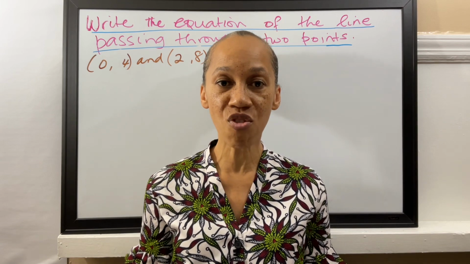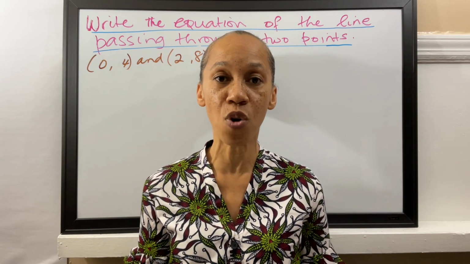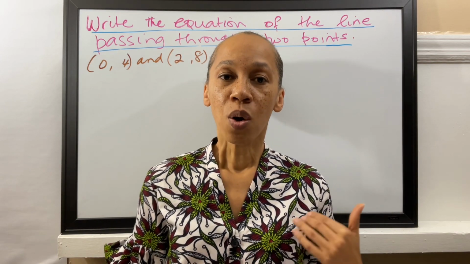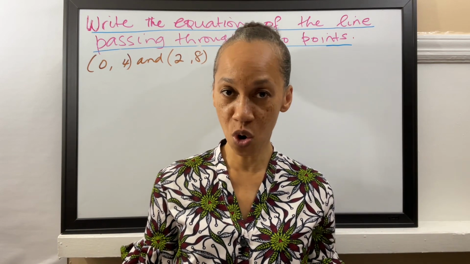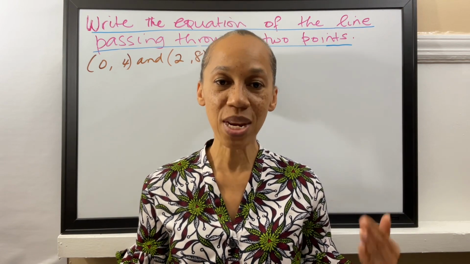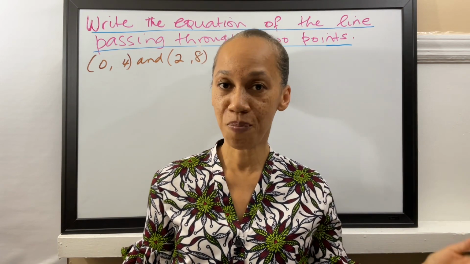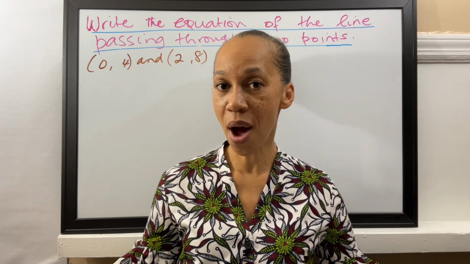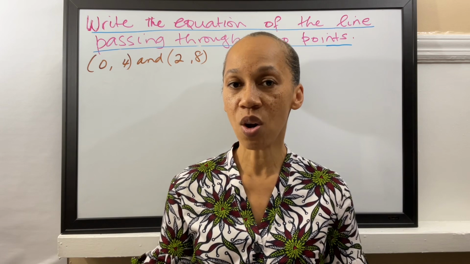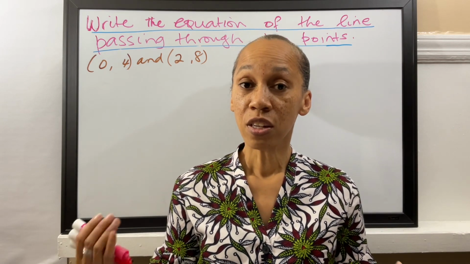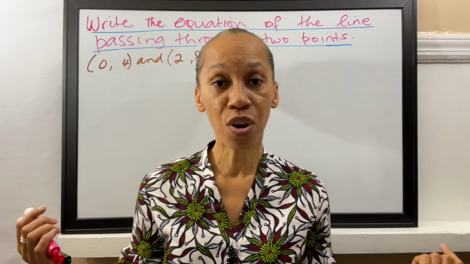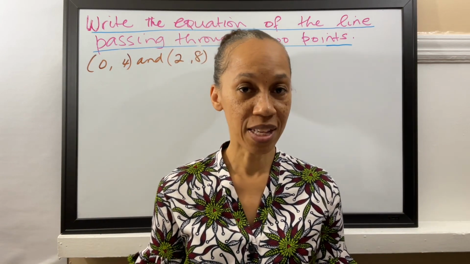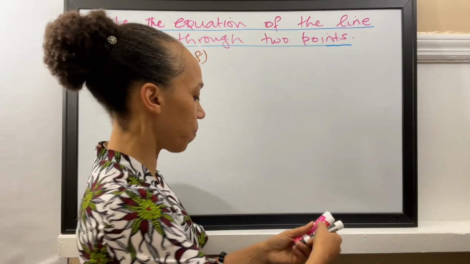A straight line, or a linear graph, is usually in the form of y equals mx plus b. Now, we need to find the slope, which is the m, and we need to find the b, or the y-intercept, in order to write the equation. So we are going to need to use our slope formula to find the slope. So let's get right into this.